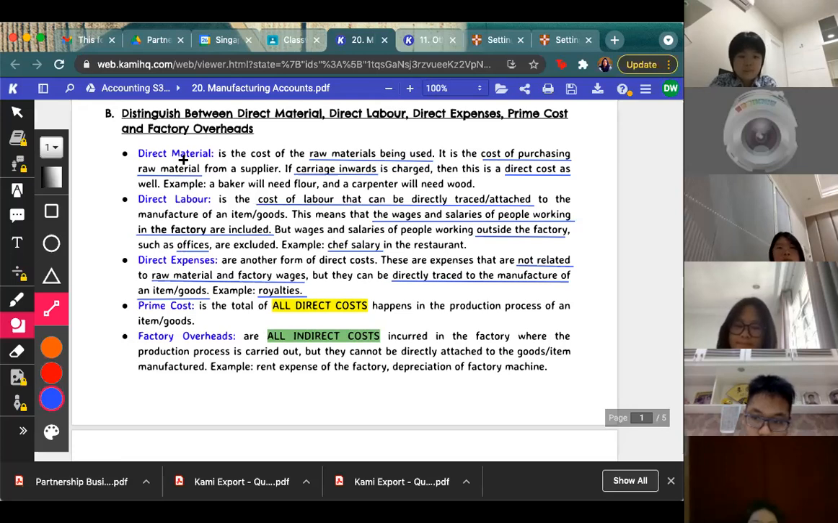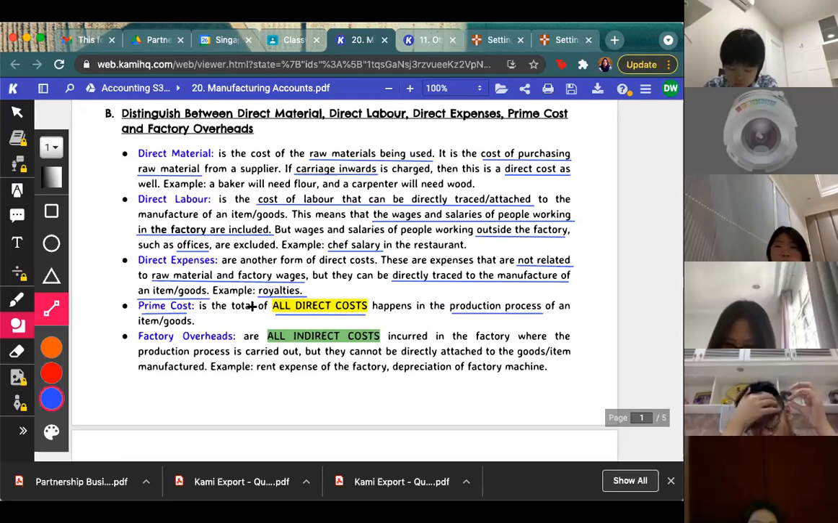No? Next. The total of these three direct costs will be called prime cost. Again, this prime cost is the total of all direct costs that happen in the production process of a good or item.